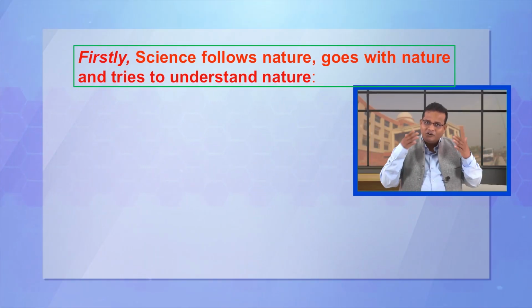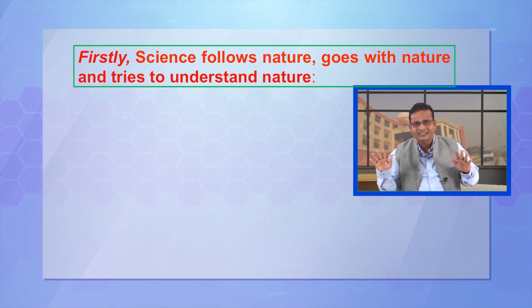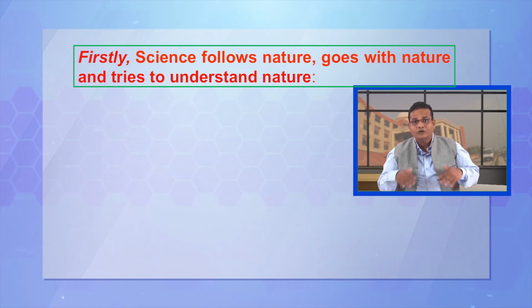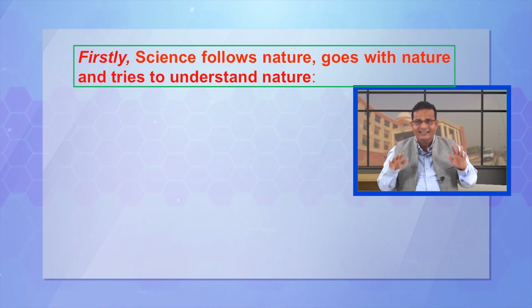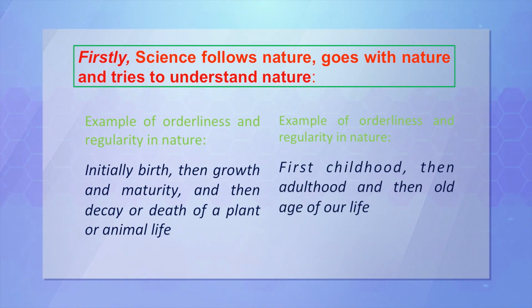Firstly, science follows nature, goes with nature and tries to understand nature. Friends, in nature, different phenomena to some extent have orderliness and regularity. For example, in nature, initially birth, then growth and maturity, then decay or death is an orderly phenomenon of a plant or animal life. Further, in our life, first childhood comes, then adulthood comes and then old age comes. And this order of life never goes in the opposite direction or in any other way.